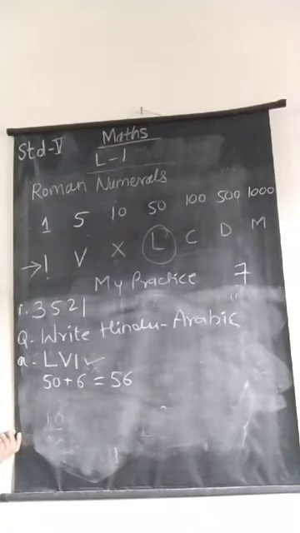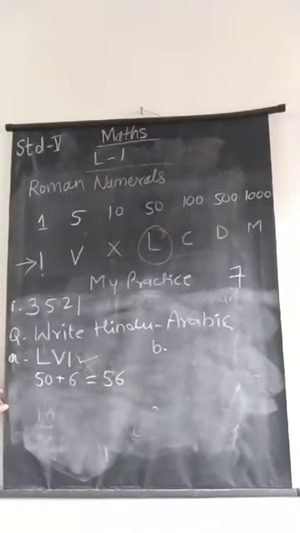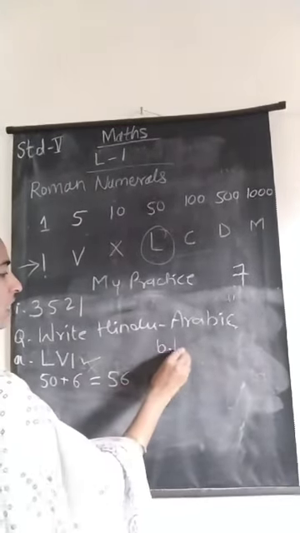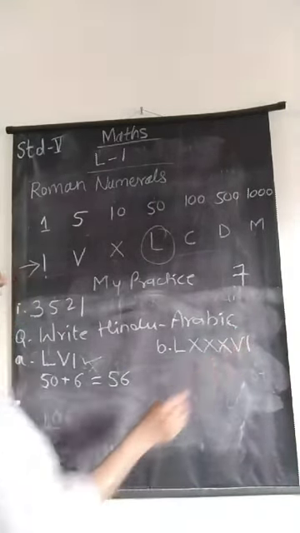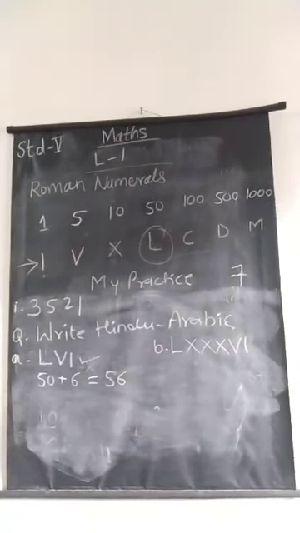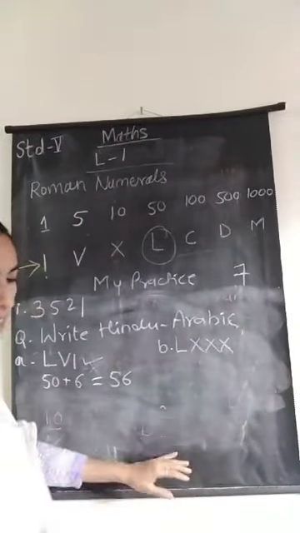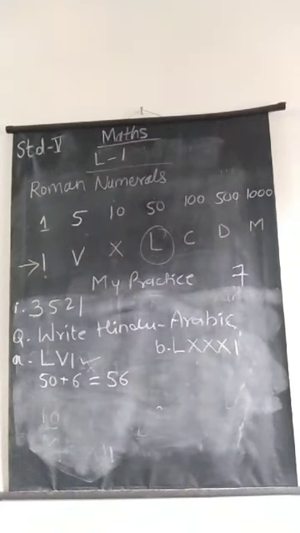Okay students. Let's take one more example. B. B is LXXXVI. Okay. Now, it is not VI. It is L, X, X and I. Now L stands for which? Yes students, tell me fast.